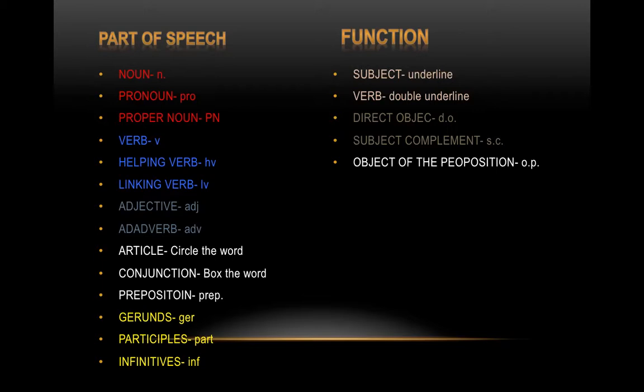And for verbals, for gerund we mark gr. For participles, we mark part. For infinitives, we mark inf. And for functions, subjects, we underline, and verbs, we double underline. For direct objects, we mark do, and for subject complements, we mark sc. For objects of the prepositions, we mark op.